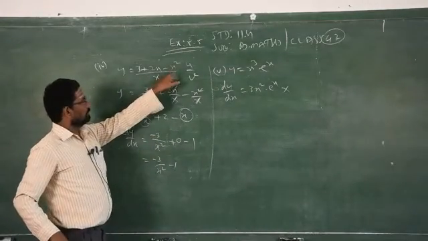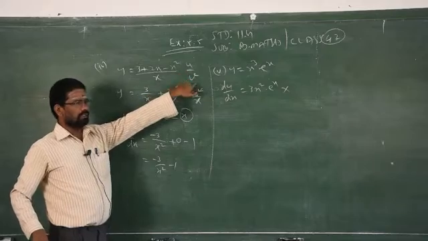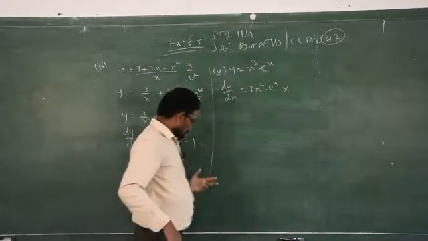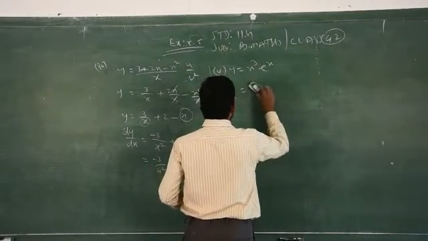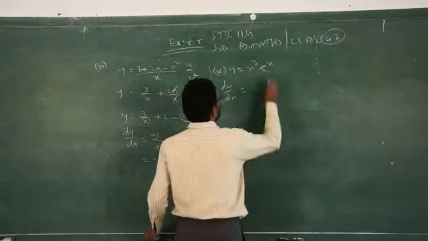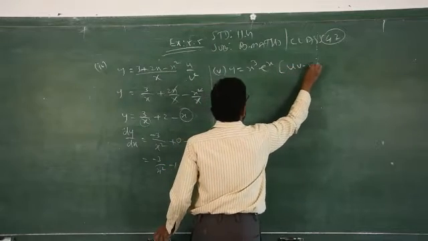Just now I said, if it is in a fractional format, you have the u by v method, that is the quotient rule. In the same way, when the question is given in terms of factors, then you can apply the uv method.